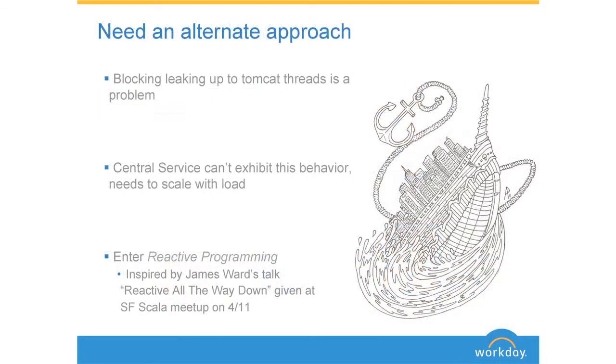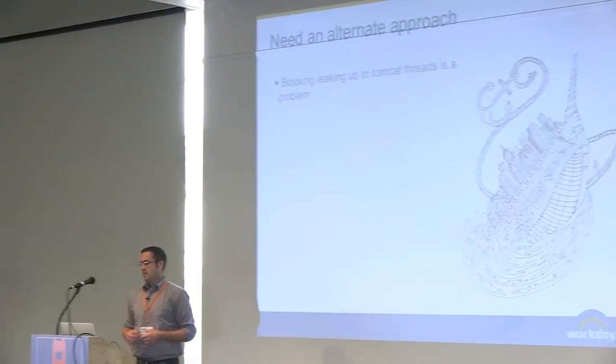And so we need an alternate approach to this. This isn't a serviceable model, having the blocking leaking up to the Tomcat threads. In particular, once everything's blocked, waiting for Delauth to execute, then other requests for users who are already authenticated aren't going to be able to be serviced either. Those will back up, blocking behind that as well.